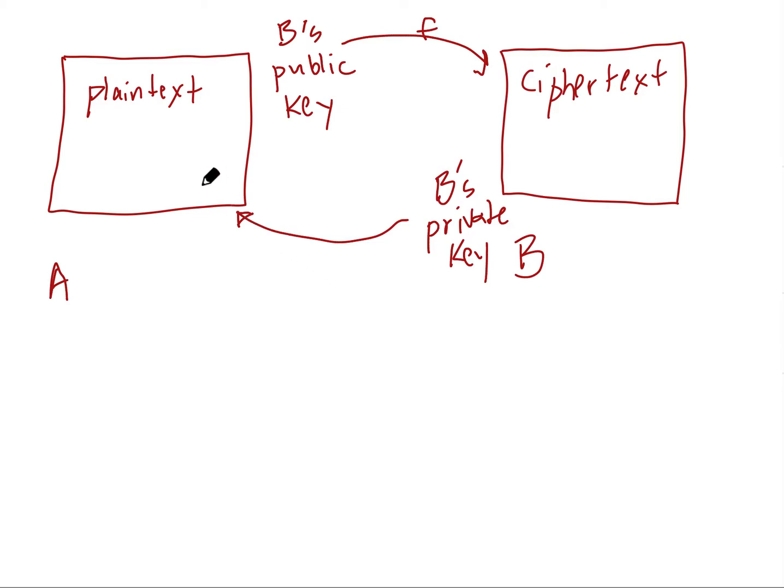So the important thing is, I take B's public key. B may not even know me, but I take B's public key. I encrypt the plain text. I produce ciphertext. I give it to B. B takes his or her private key, which is secret, and decrypts it and gets back the plain text. So this is how encryption, going from left to right, and decryption from right to left works.